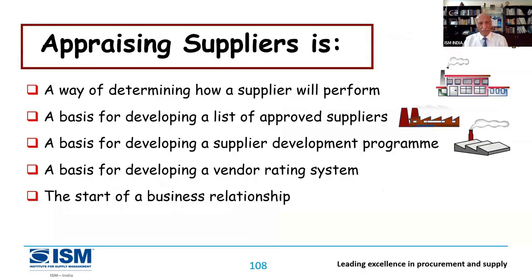Coming back to appraising suppliers. We look at how a supplier will perform. That's our purpose of appraisal. It is the basis for developing a list of approved suppliers, and the basis for developing a supplier development plan. If I find this supplier is a gone case, but still the product is the best, I can work on it. It is also a basis for developing a vendor rating system. Vendor rating is done after this, when we've given a business and they've done a bad job. Am I clear on this point, vendor rating? So supplier appraisal was before placing the order, and this one is after you have placed the order.